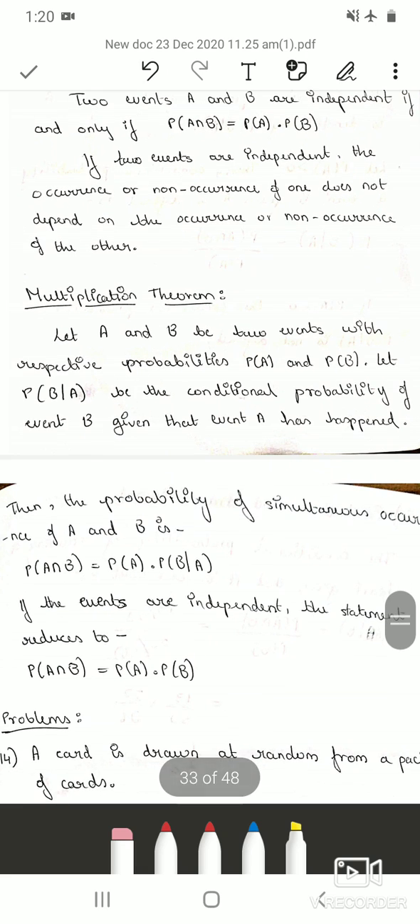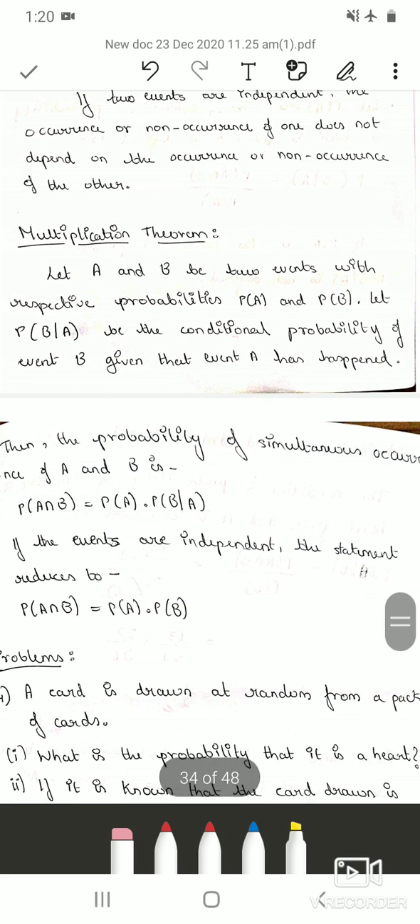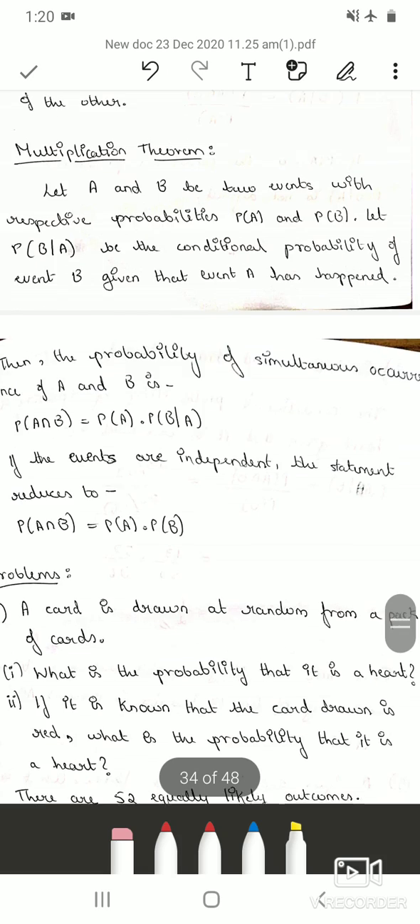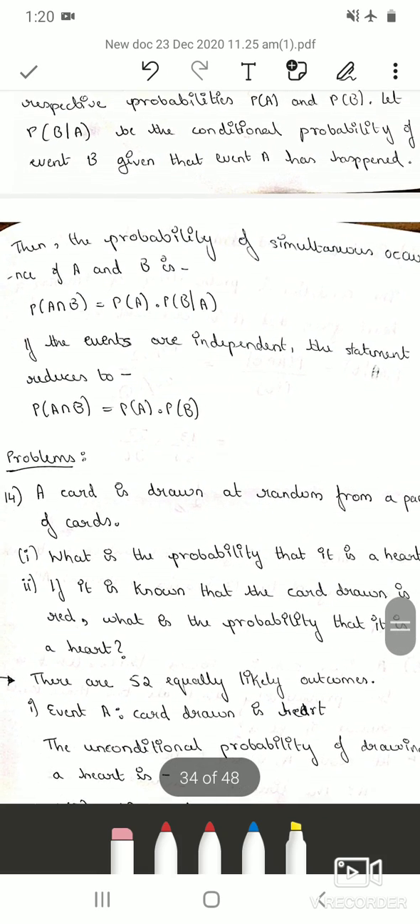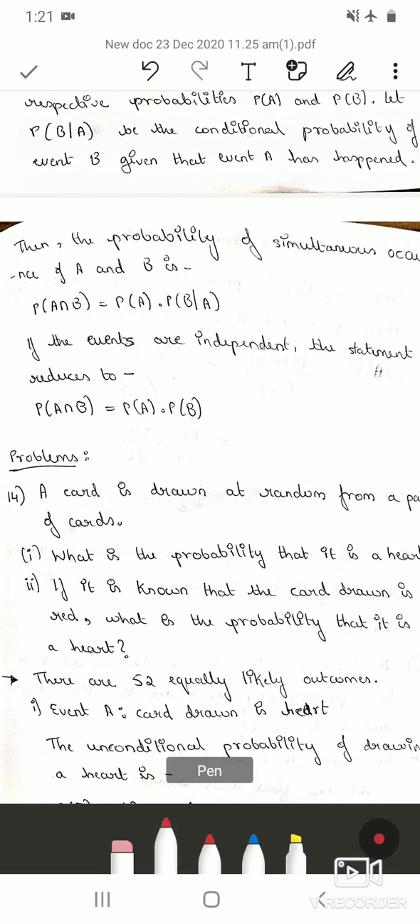So in previous classes we had seen about addition theorem. So now let us see what is multiplication theorem. Let A and B be two events with respective probabilities, that is probability of A and probability of B. Let probability of B given A be the conditional probability of event B given that event A has happened. Then the probability of simultaneous occurrence of A and B is probability of A intersection B, which is equal to probability of A into probability of B given A.